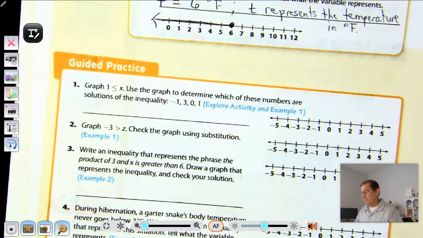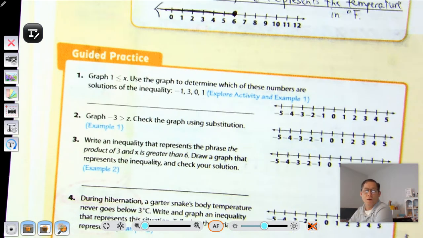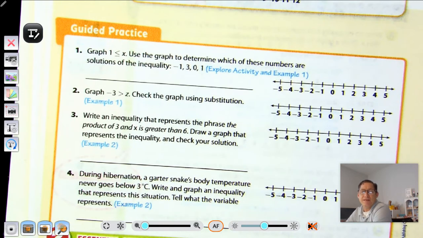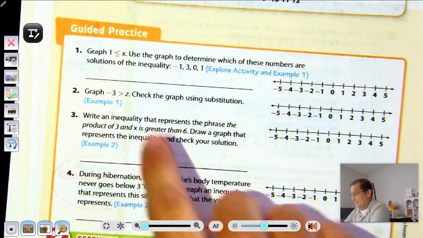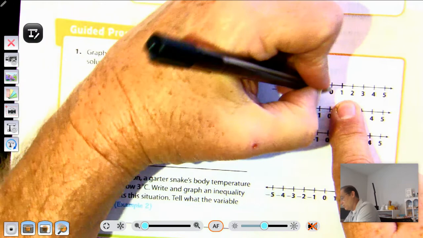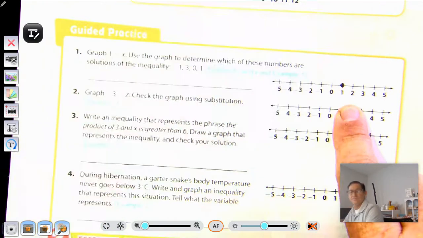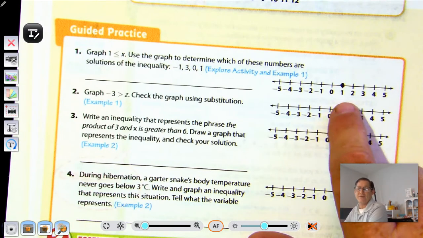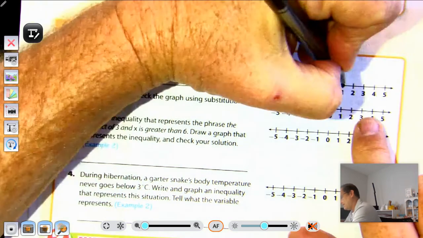All right, let's continue. Number 1, graph 1 is less than or equal to x, and use the graph to determine which of these numbers are solutions of the inequality. And so we have to check to see if -1, 3, 0, and 1 are solutions. So x is greater than or equal to 1. So it can include 1, and it has to be greater than 1. So we have to go to the right.